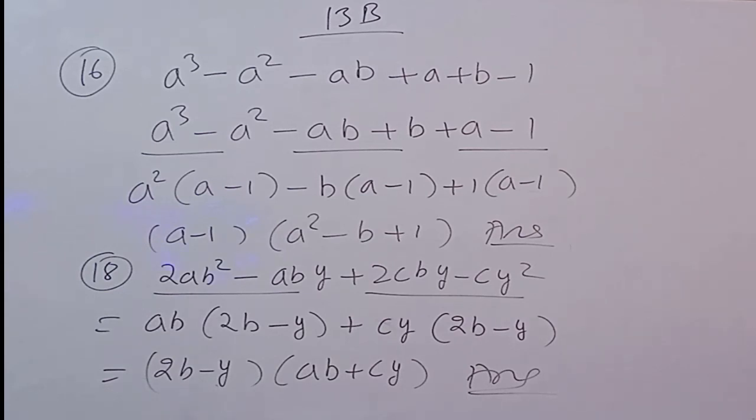Now I am taking question number 18, and question number 18 is 2ab square minus aby plus 2cby minus cy square. So make the pair, two pairs we are having here. From the first pair we are taking ab as common. So in the bracket we are getting 2b minus y. Plus cy we are taking common in the second pair. So in the bracket we are getting 2b minus y. Now from the second step we are having 2b minus y common in both terms. So take the 2b minus y common, and in the second bracket we are getting ab plus cy. So in that manner you can do question number 16 and 18.